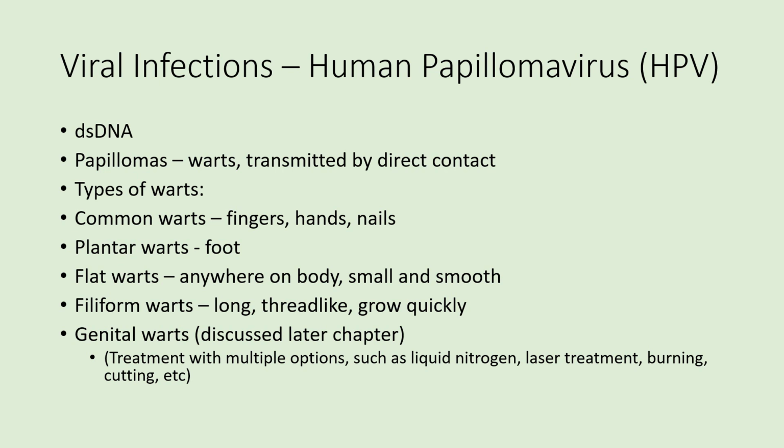So with the viral infections, here's the human papillomavirus, HPV. It is a double-stranded DNA virus. It can cause papillomas, which are a fancy name for warts. It's transmitted by direct contact. There are different types of warts that it can cause. Common warts are typically found on the fingers, the nails, your hands, so on those extremities. Plantar warts specifically are found on the foot. Flat warts are those that can be found anywhere on the body. They're typically very small and they're smooth. They're kind of flat in nature.